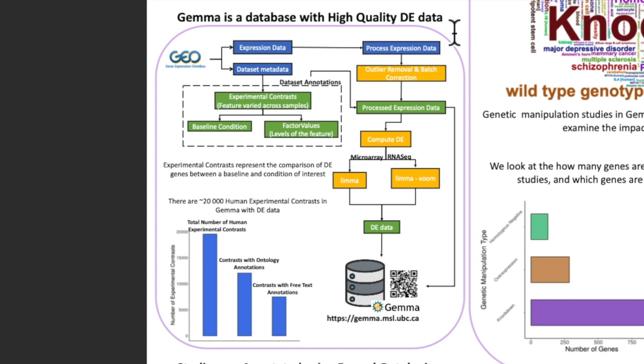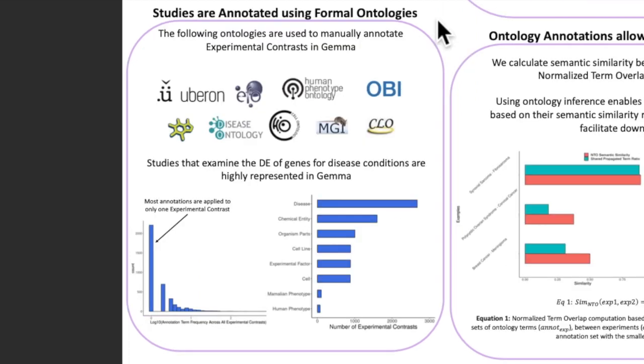When performing the differential expression analysis itself, we use limma for data obtained from microarray studies and limma-voom for RNA-seq studies. Currently, there are approximately 20,000 human differential expression experimental contrasts in the database, with more data being routinely added. The majority of these datasets have been annotated using formal ontology terms. GEMMA uses several formal ontologies to manually annotate the experimental contrasts.